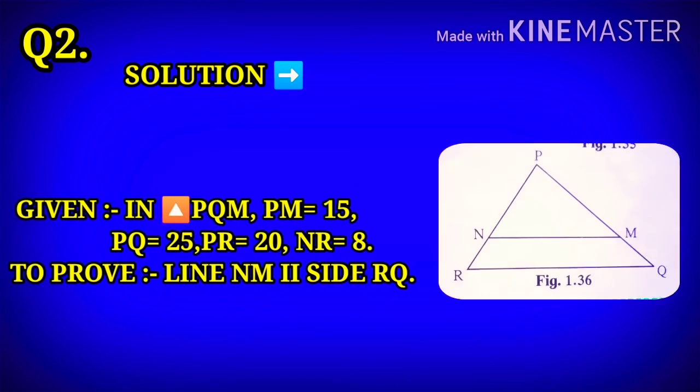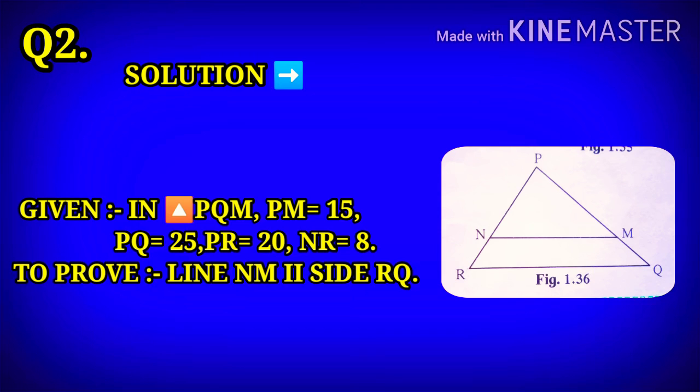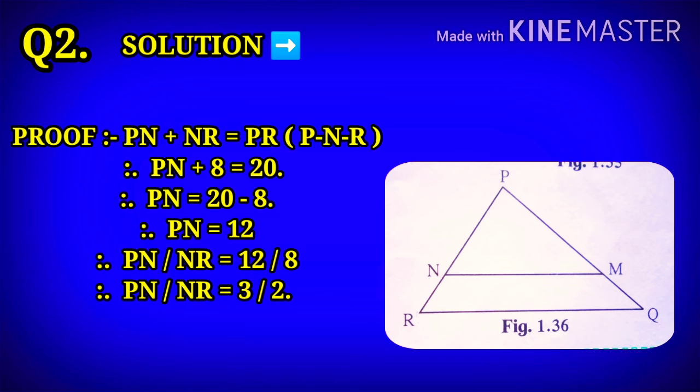So it starts with given. It tells us in triangle PQR, PM is 15, PQ is 25, PR is 20 and NR is 8. We have to prove that line NM is parallel to side RQ. Therefore, the proof tells us that PN plus NR is equal to PR because they are collinear. Now, PN plus 8 is equal to 20 as we substitute their values. PN is equal to 20 minus 8. When we shift 8 from the left side to the right side, the sign changes from plus to minus. Therefore, PN is equal to 12.